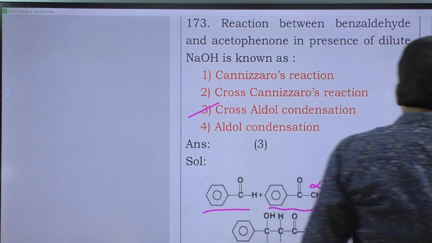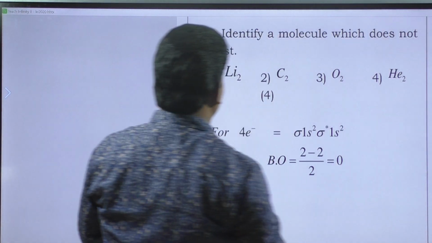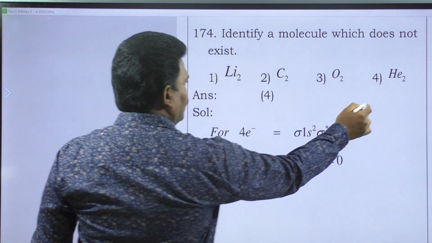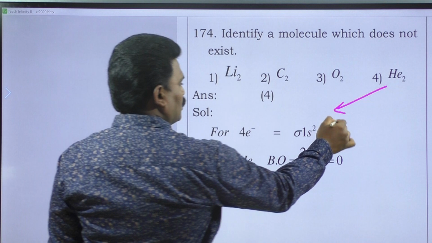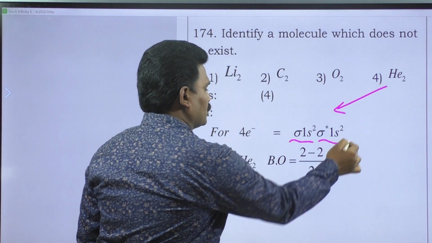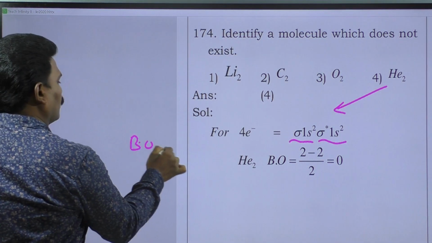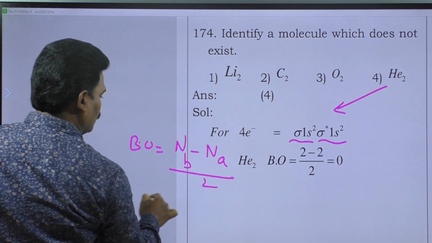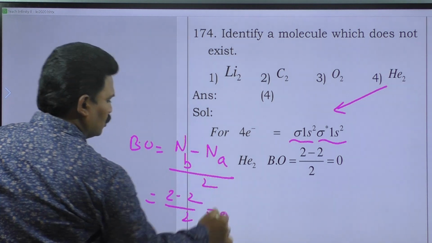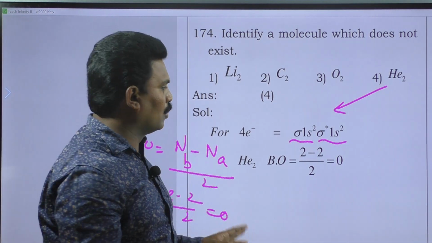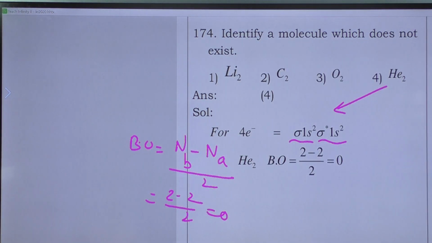Then go to 174. Identify the molecule which does not exist. It does not exist because helium here, He2, contains 4 electrons, that means the molecular configuration sigma 1s2, sigma star 1s2. Here bond order formula is number of bonding electrons minus number of anti-bonding electrons, divided by 2, that equals 2 minus 2 by 2, which is 0. If the species has bond order 0, the species does not exist. Either compound or ion or molecule does not exist.